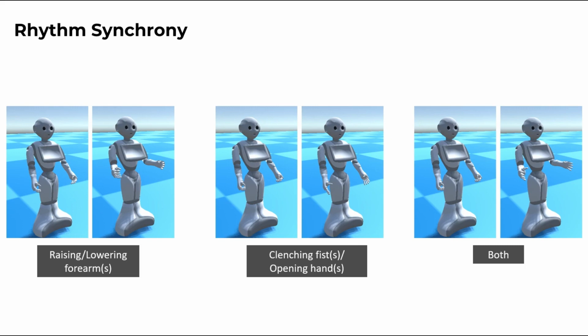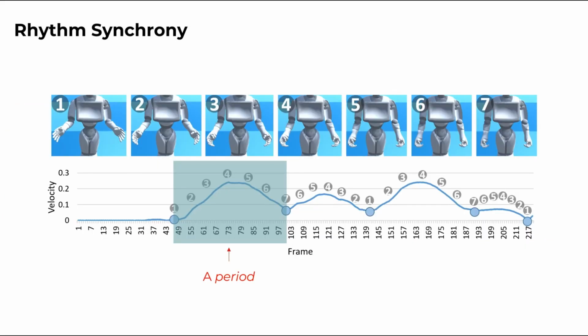Second, we design robots' behavioral engagement. Inspired by behavioral synchronization in human-human interaction, we designed rhythm synchrony. The general idea is to let the robot make some slight bodily motions according to the rhythm of human actions. We design three kinds of expressions using robots' forearms and fists. And we show that a robot is synchronized with the rhythm of the human demonstration by making the robot act in the same period as the human actions.